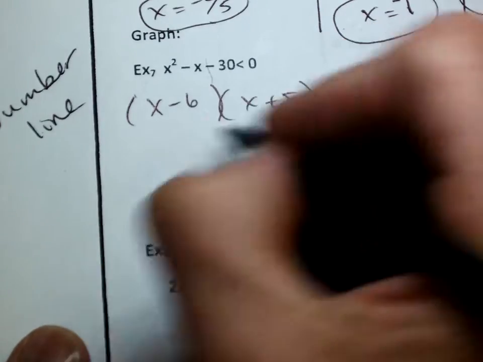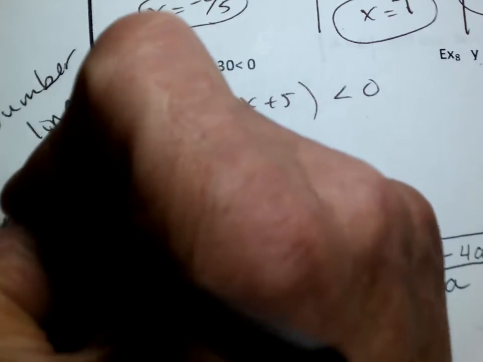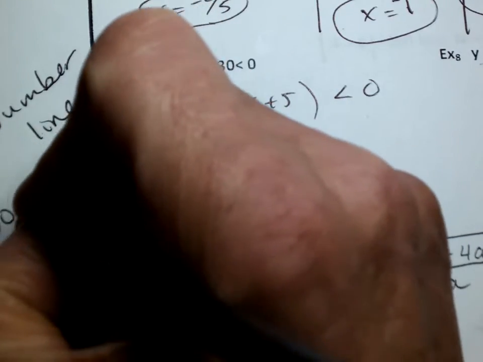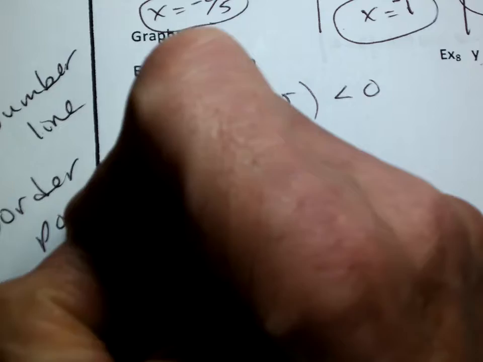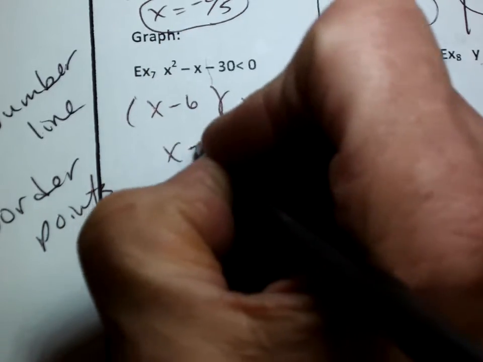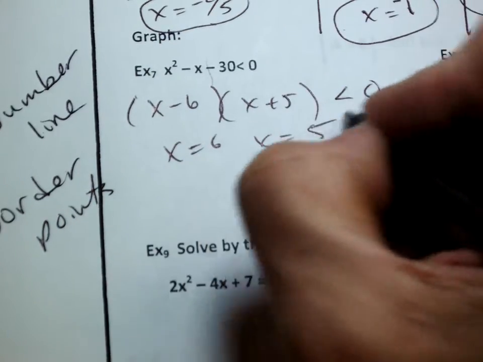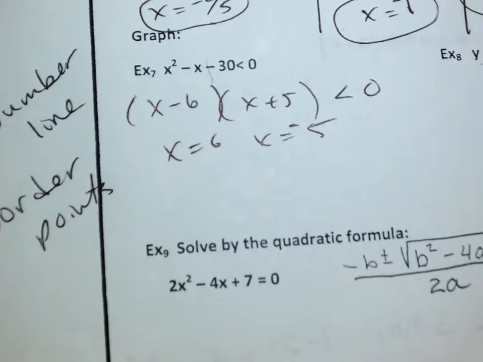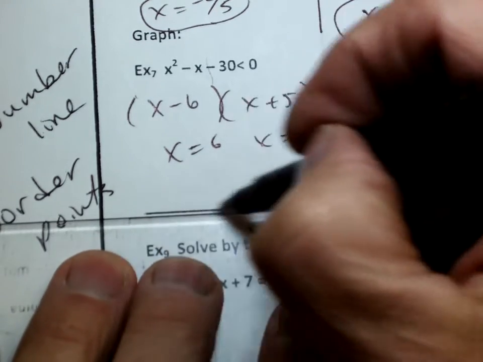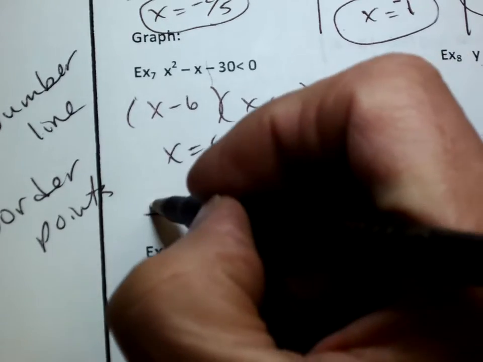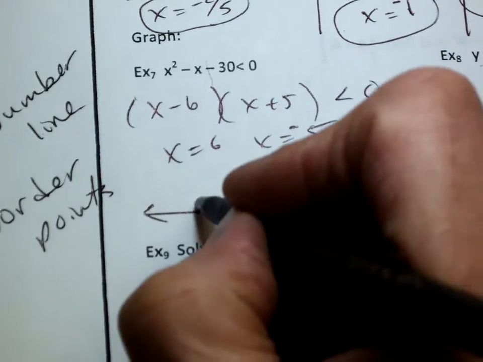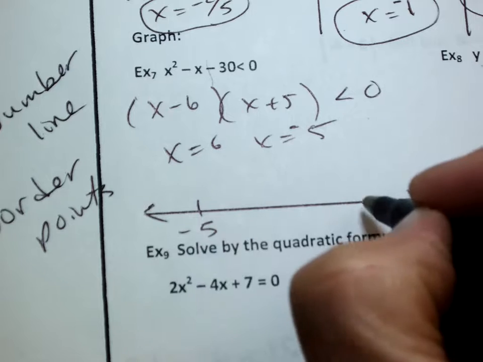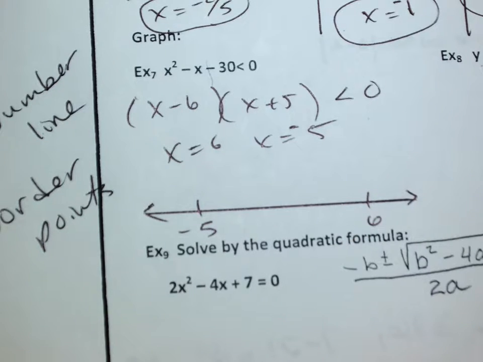So I've got as border points, and I'll spell it right this time, okay? Border points. We're going to have x equals 6 and x equals negative 5, right? Get my number line out. Boy, I really blew that one, didn't I? It happens. It won't be the last time I make a mistake. I promise that it will not be the last time I make a mistake, okay?